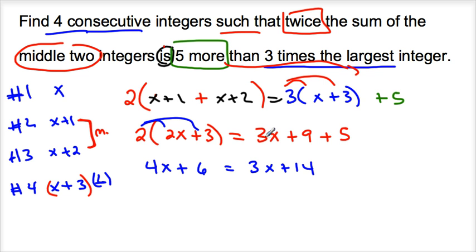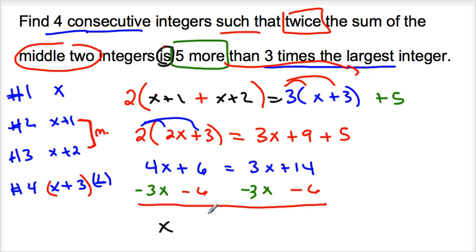I'm going to subtract 3x from one side. And I'm going to double up on this one, and I'm going to subtract 6 from the other side as well. This way my variable is on one side, constants on the other, so I get x, my 6's go away, equals, and 14 minus 6, and I should get an answer of 8. So my 4 numbers should be 8, 9, 10, and 11, and I'm just plugging in to each one of these.